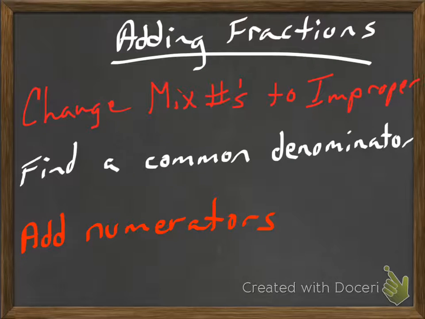Alright, adding fractions. I'm going to make it easy. You don't have to do it this way, but I'm going to make it easy for you. The first thing you're going to do is change mixed numbers to improper. In algebra, we hardly even use mixed numbers. We always change them to improper because they're easier to use and manipulate. Next, find a common denominator or a least common denominator. Not multiple, but denominator. And then we add our numerators once we've done that.